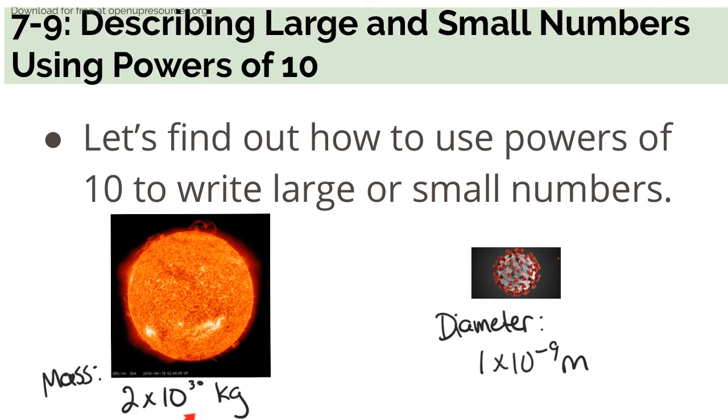I would need to move it 30 times to the right and add zeros to write out that number with all the zeros. As opposed to a really small number, here's our lovely coronavirus right here. It has a diameter of about 1 times 10 to the negative 9th meters. So I would need to take my decimal, which is right here at 1. I would need to move it this way to make it smaller 9 times and add in those zeros.